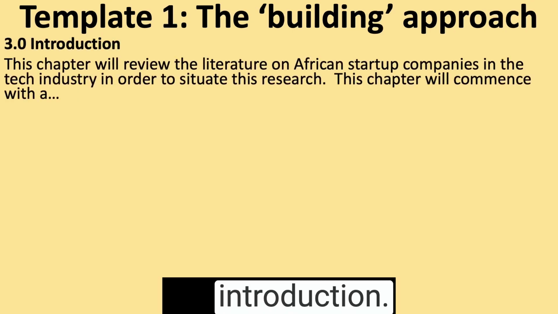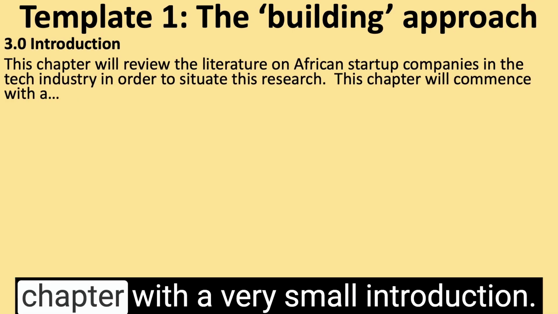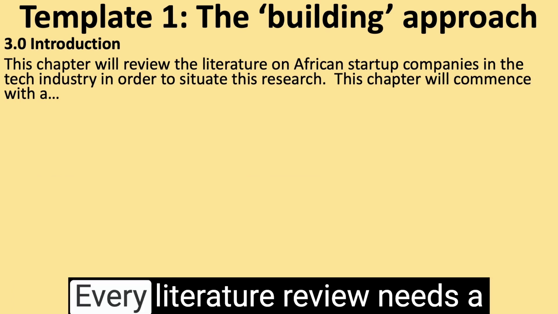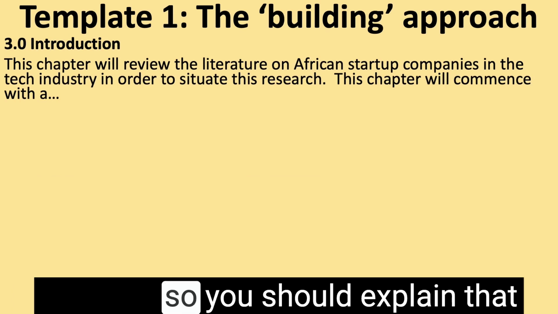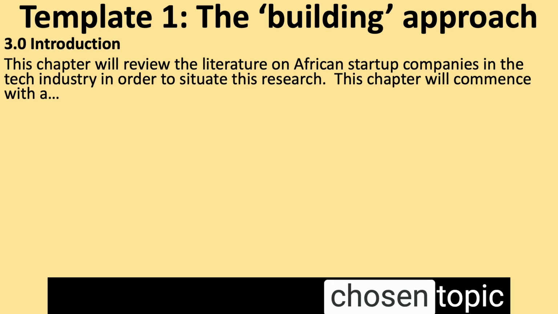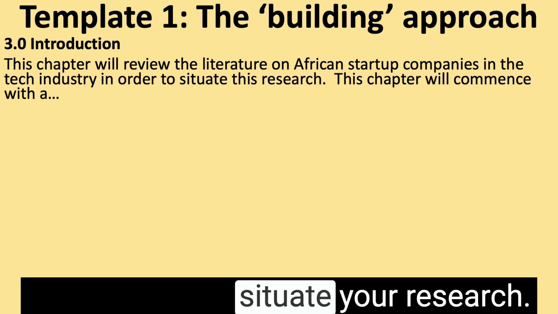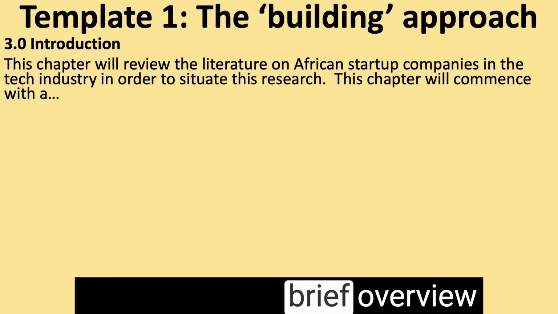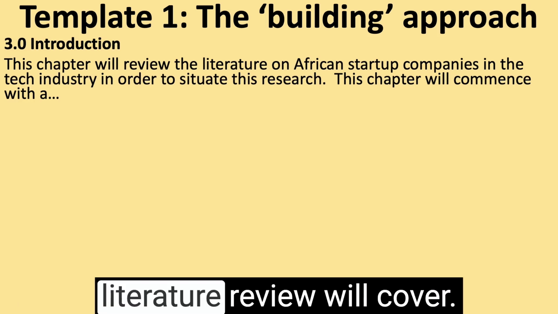3.0 Introduction. You will need to start the literature review chapter with a very small introduction. Every literature review needs a purpose, so you should explain that the purpose of this chapter is to review the literature in your chosen topic area in order to situate your research. Then provide a brief overview of the areas that your literature review will cover.